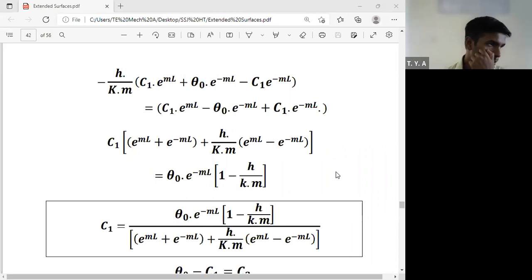All of you do this simplification by yourself. So we get this equation, and from this equation what is the value of C1?